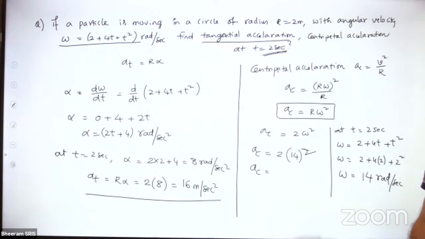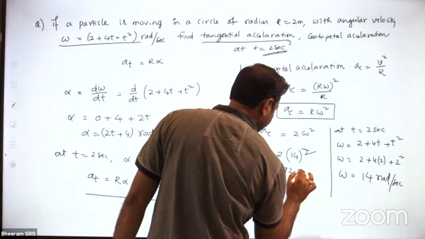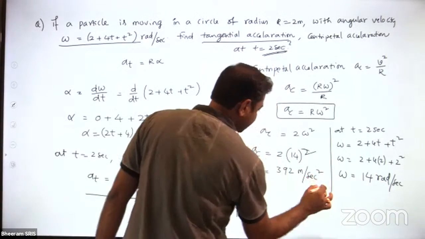What is the value? Final answer. Manish, I think one answer is correct, the other answer is wrong. Final value 392. Right, okay. Final value 392 meter per second square. So nobody has given this answer.